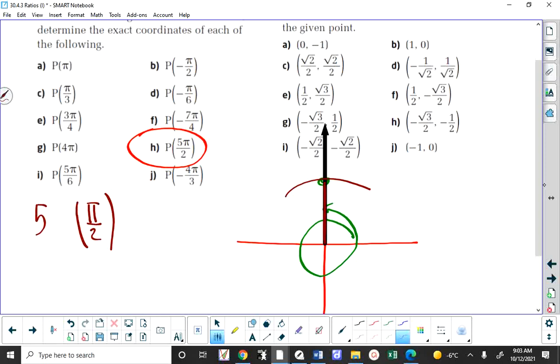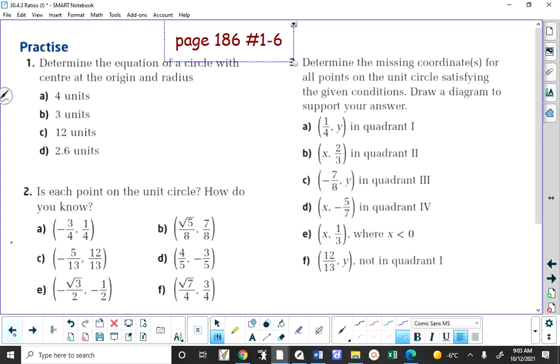Other questions? 3C? Okay. So determine the missing coordinate for a point on the unit circle if this is the point and the point lies in quadrant 3. So we have to use the idea that x squared plus y squared equals 1 on the unit circle.